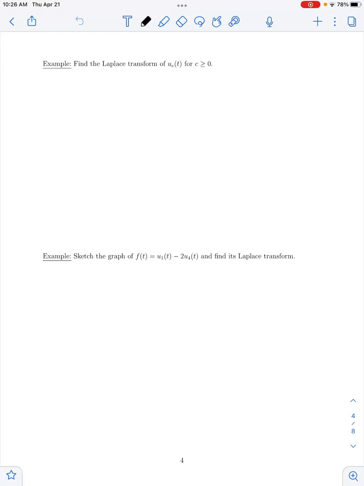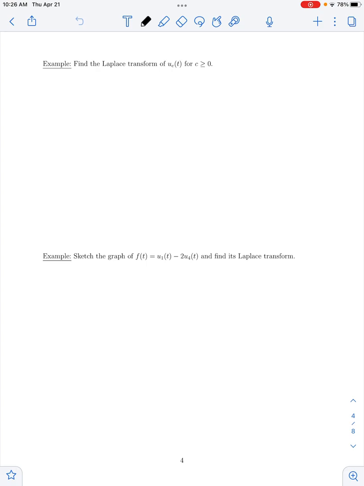Okay, in this lecture we're going to finish our section 6.3 material on step functions. And we've seen that step functions have some nice applications when we're working with piecewise functions. So now we're going to consider taking the Laplace transform of a unit step function, or the Laplace transform of a unit step function times some function of t. And we'll see that the Laplace transform of these step functions have some very nice properties.